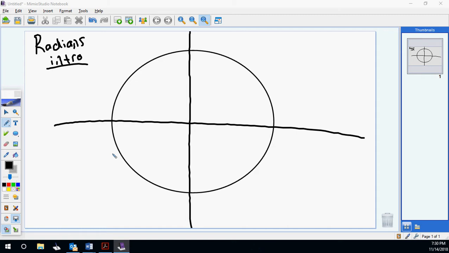So this is going to be the intro to Unit 6, Lesson 2 for Radians. I just wanted to start here, and instead of doing their exploration, I wanted to give a general understanding of radians before we get started. So radians is the ratio.